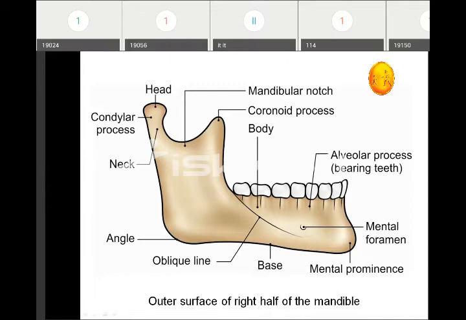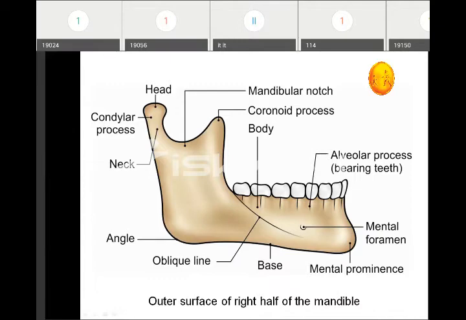Then there is the condylar process. At the upper end, it is expanded from side to side. That forms the head. The lower constricted part is known as the neck of the condylar process. Here remember, this condylar process articulates with the temporal bone to form the temporomandibular joint. Okay. So that is about the ramus of the mandible.